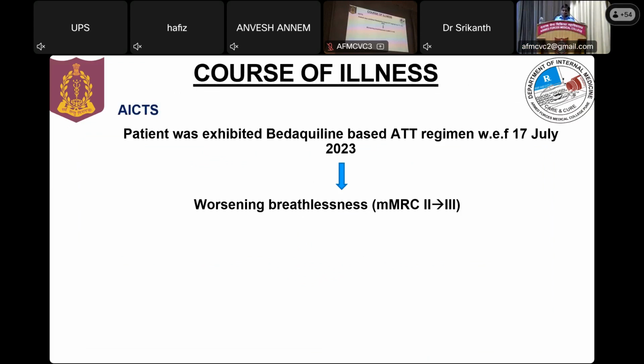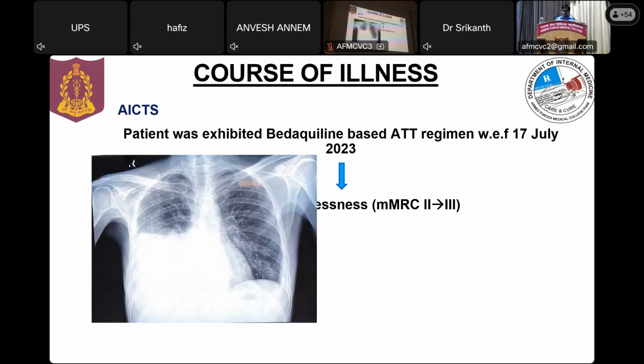At AICTS, he was continued on the bedaquiline based regimen. However, he had worsening breathlessness as his MMRC had worsened from 2 to 3. X-ray revealed features of right-sided pleural effusion, and ultrasound was suggestive of loculated pleural effusion bilaterally, with right more than left. Following which he underwent a therapeutic thoracocentesis and a pigtail insertion.